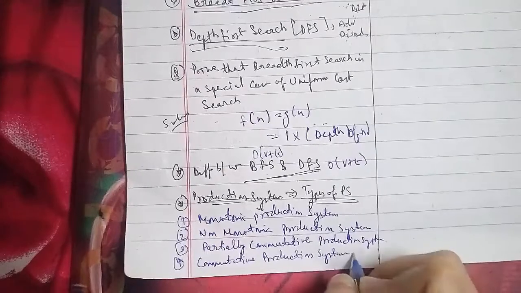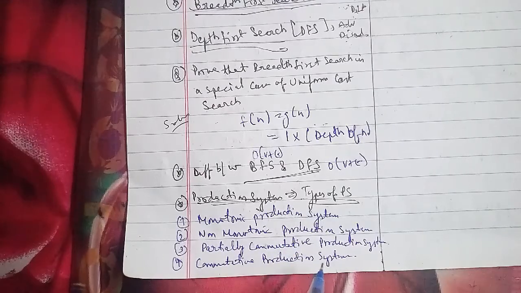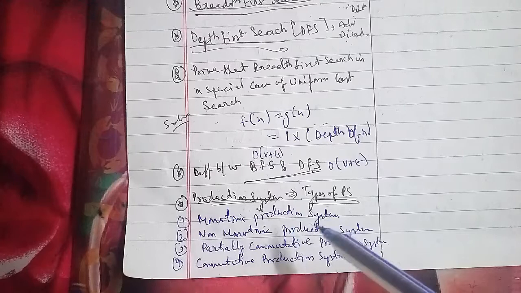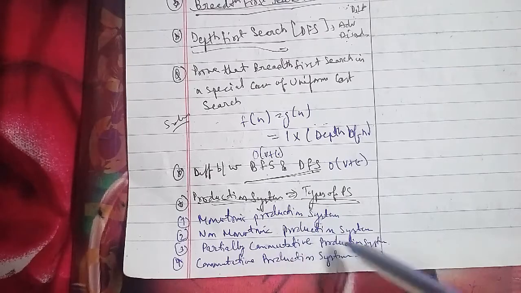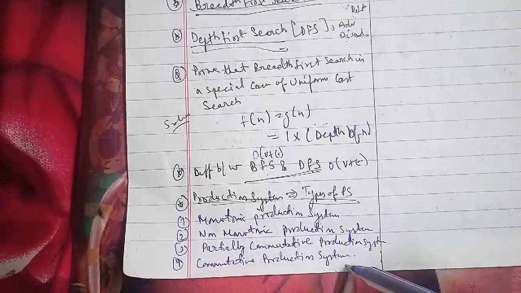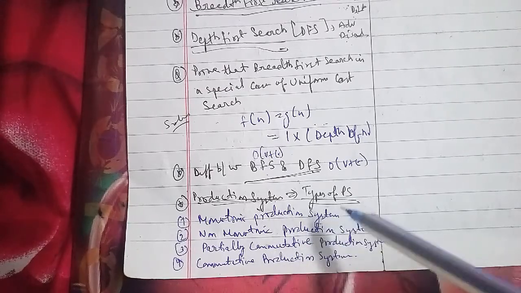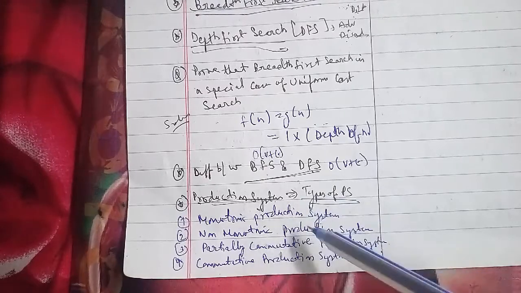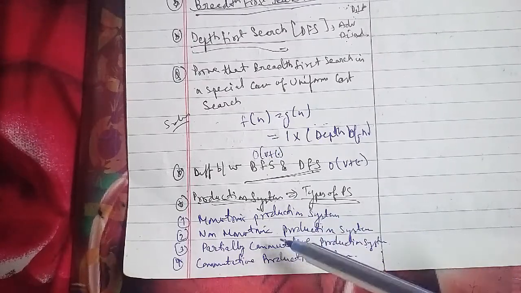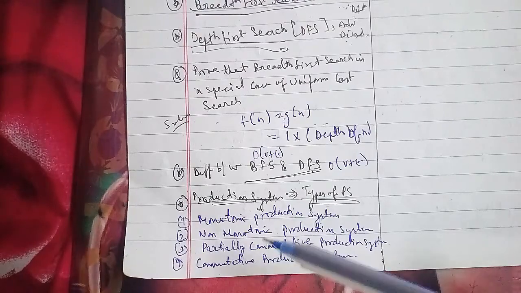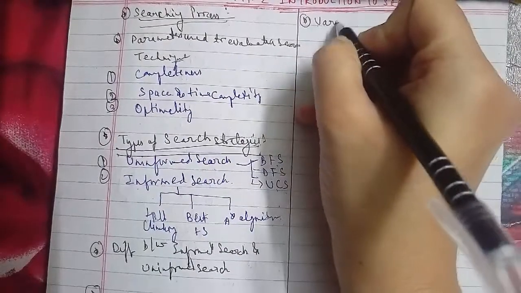Now we'll go ahead and discuss the various production system characteristics and define the various issues involved in the design of the search program. So we'll discuss the issues as well as the characteristics in detail. So here we'll discuss the various production system characteristics.